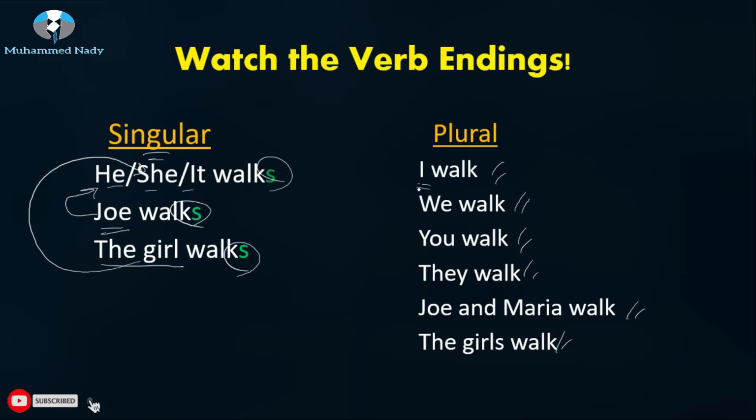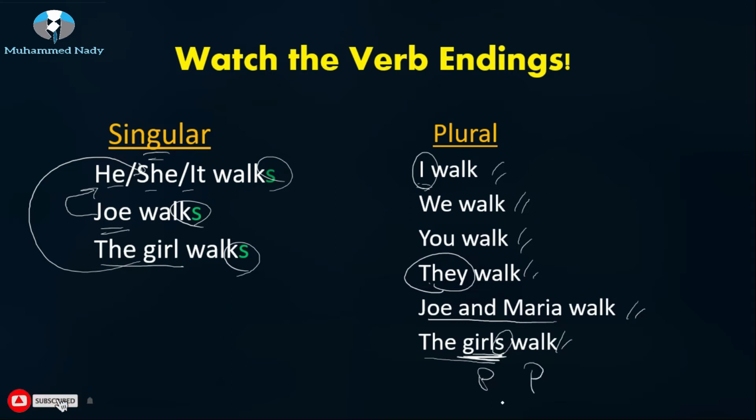Just a second. I is not plural. Yeah, I is not plural, but in this part, we deal with I as if it's plural, okay? I walk, we walk, you walk, they walk. Joe and Maria walk because Joe and Maria is like they. The girls, here we have the S in the subject. That means that the subject is plural, so the verb should be plural, so we shouldn't add an S to the verb.